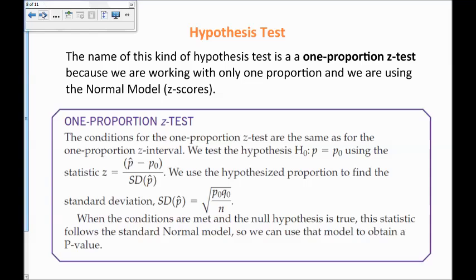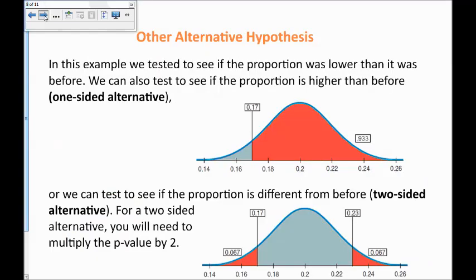The conditions for the one proportion z-test are the same as for a one proportion z interval. Okay, and we test the hypothesis, and here's the null hypothesis, using the z statistic, which is this, and the standard deviation is from this formula. Okay, so there's some important facts in that table. Okay, other alternative hypothesis.